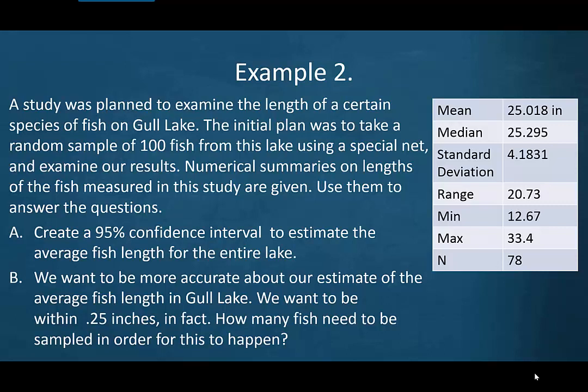Part A. Create a 95% confidence interval to estimate the average fish length for the entire lake. Part B. We want to be more accurate about our estimate of the average fish length in Gull Lake. We want to be within 0.25 inches, in fact. How many fish need to be sampled in order for this to happen? Let's look at Part A.